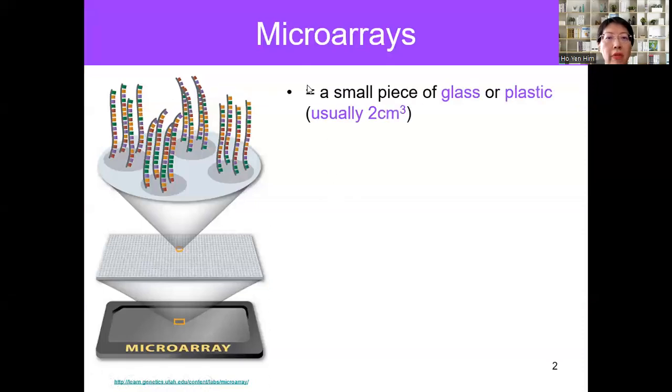So what is microarray? Microarray is a small piece of glass or plastic, and its size is usually about 2 cm times 2 cm only. Not 2 cm cube, but it's square. Okay, like this picture here, right?